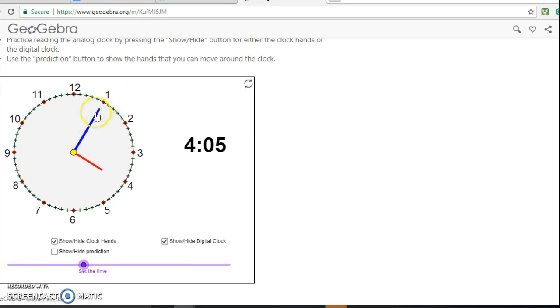Now, the minute hand is facing the 1. So will we say the time is 4:01? No, we wouldn't. Each number around the clock represents counting by 5. Let's try it. 5, 10, 15, 20, 25, 30, 35, 40, 45, 50, 55, 60. Wow, look at that. It adds up to 60.